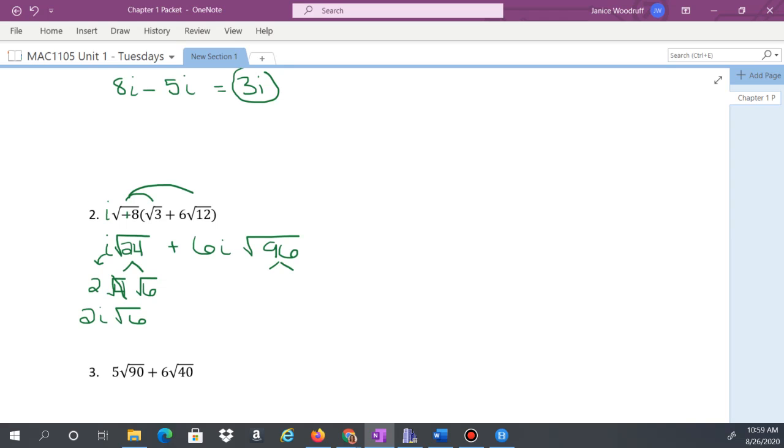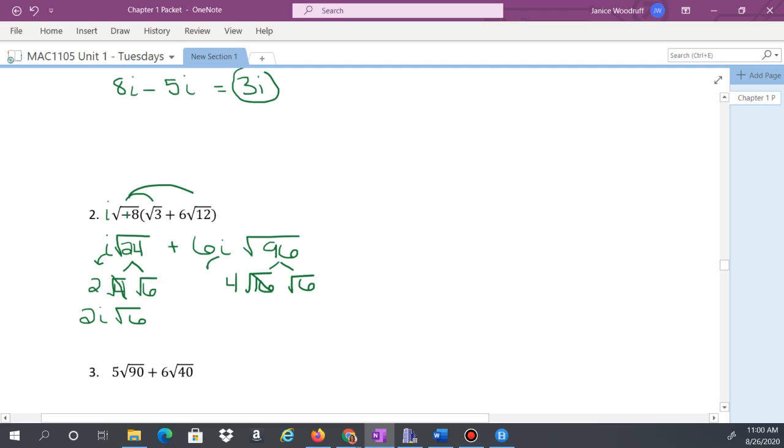So 96 divided by 49. Okay, that doesn't work. 96 divided by 36. That doesn't work. 96 divided by 25 doesn't work. And go in descending order on that list until you find one that works. Okay, so you get 16 and 6. They stay in the radical. Then take the square root of the perfect square. So the square root of 16 is 4.